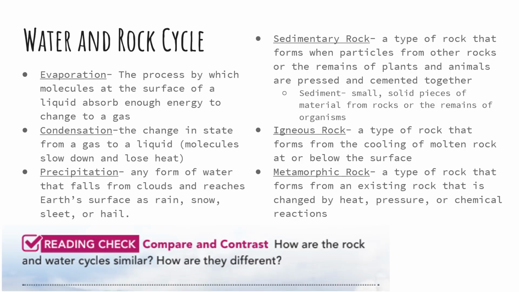The water and rock cycle. So for the water cycle, we have evaporation, condensation, and precipitation. So evaporation is the process by which molecules at the surface of a liquid absorb enough energy to change to a gas. Condensation is the change in state from a gas to a liquid. Molecules slow down and they lose heat. Precipitation is any form of water that falls from clouds and reaches Earth's surface as rain, snow, sleet, or hail.